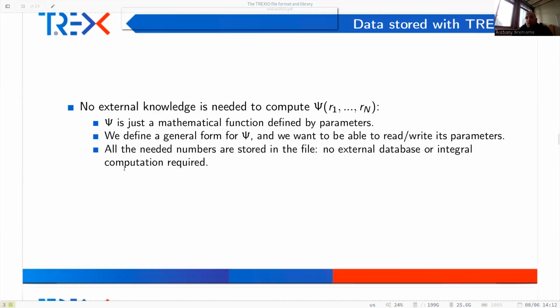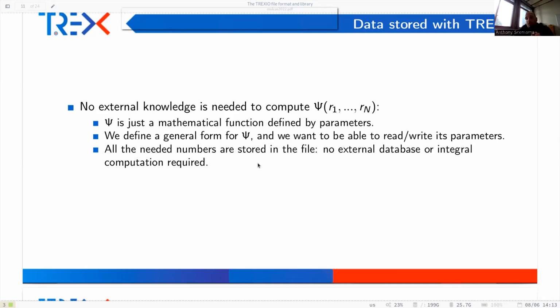Okay. And so now, what kind of data are we going to store? So here we have been thinking about this problem of data for a few months, and so we decided that no external knowledge is needed to compute the wave function. By this, I mean that psi is just a mathematical function. So if you give a form which is general enough, you just need to read a few numbers in a file, and then you're able to evaluate the function at the given positions R1 to Rn. So here I wrote all the needed numbers are stored in the file.